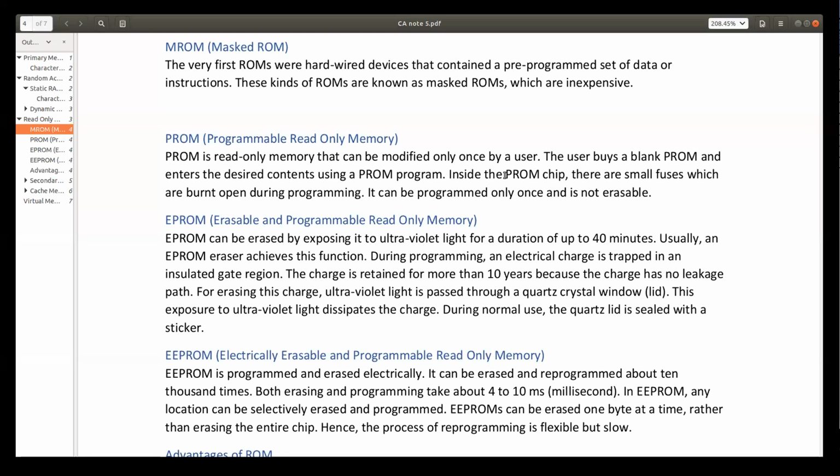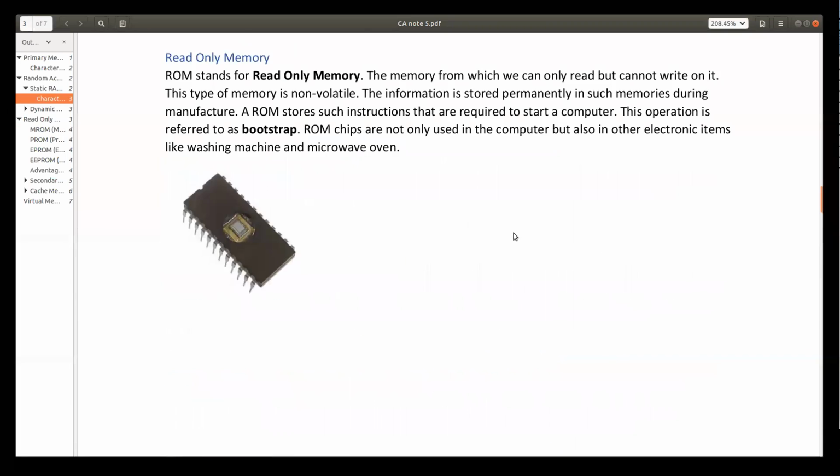But before that, I will ask you: up to this PROM, do you have any confusion? Do you have any question? Then you can ask me quickly.